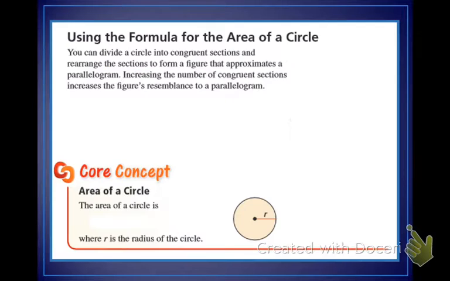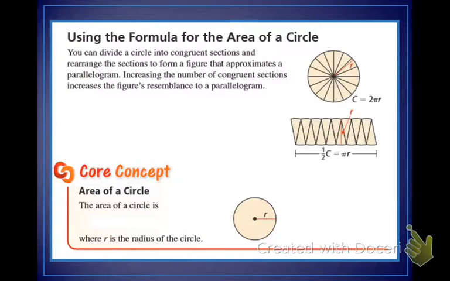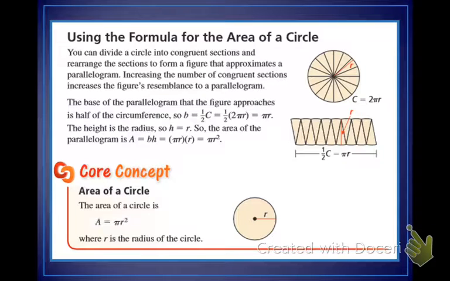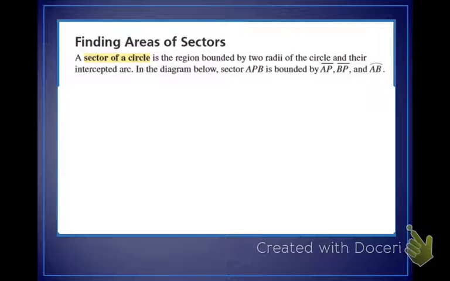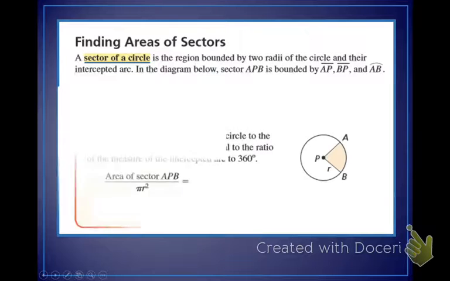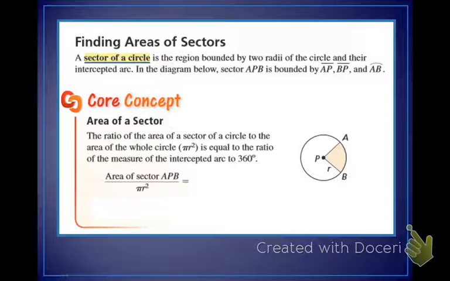Okay? So using the formula for the area of the circle, the formula is written down here. A equals pi r squared. So what you're going to be doing today is finding a portion of the area. And it's called a sector. A sector of a circle is the region bounded by two radii of the circle and their intercepted arc. So most of you don't read math very well, so we're going to see it. So you see this circle?